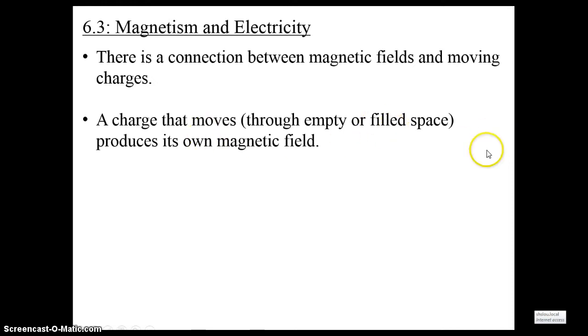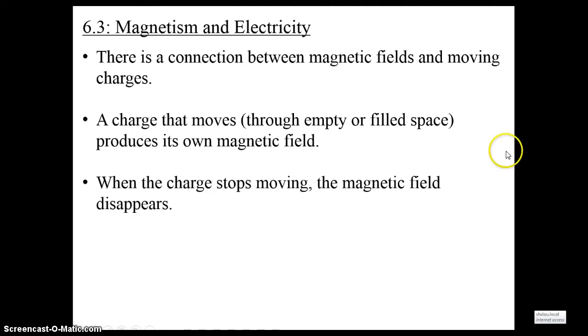A charge that moves, whether through empty space or filled space, whenever the charge moves, it produces its own magnetic field. It's weird, but it happens. Whenever the charge stops moving, the magnetic field disappears. And the faster the charge goes, the stronger the magnetic field. Those field lines make loops or circles.